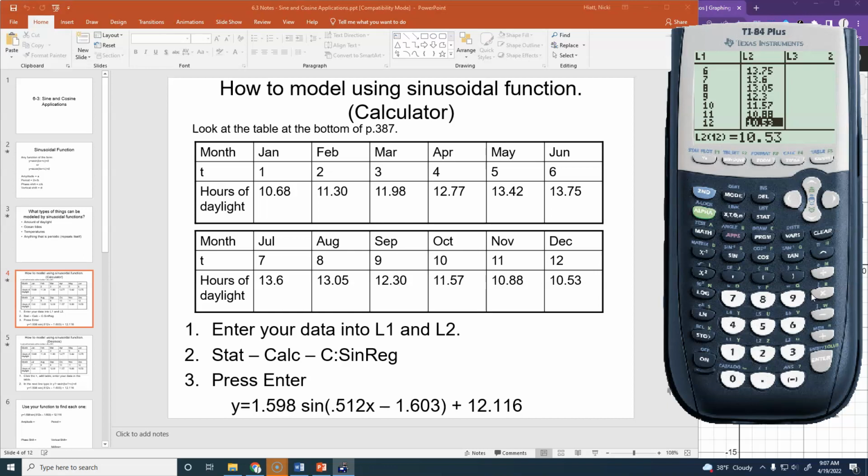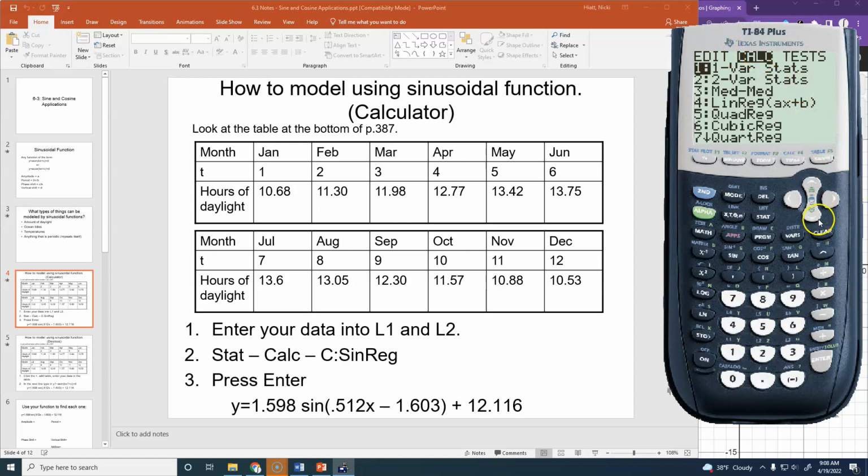So I don't hear too many calculators clicking away anymore, so I think we have mostly got those in. Once you have your data entered in, you're going to go to Stat again and over to the Calc menu. Go all the way down to the bottom where it says sine reg, or just hit the up arrow and it'll take you to the bottom of the list. So C, sine reg, is the one we're going to choose.